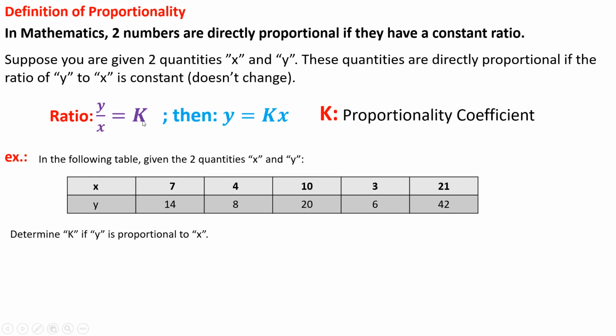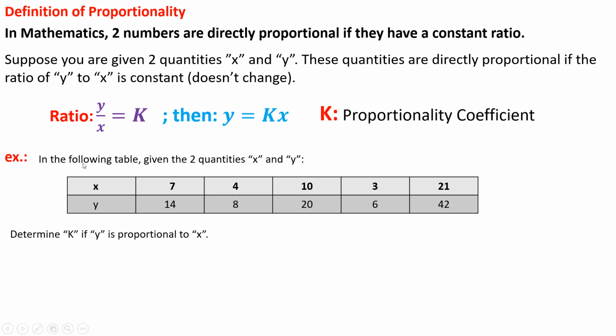Now, here I have y over x equal to k. If I do the cross multiplication, I get y equal to k times x, which is kx. So this is very important to always remember: if the ratio y over x equals k, then y is equal to kx. What do we call k? It is the proportionality coefficient.